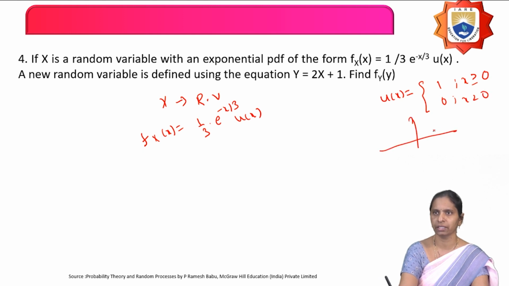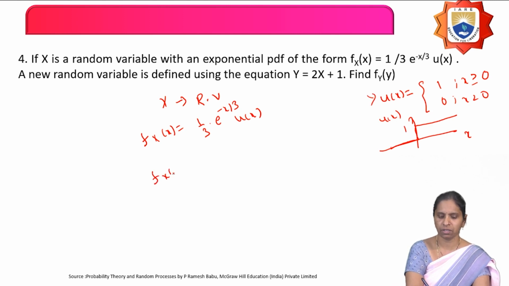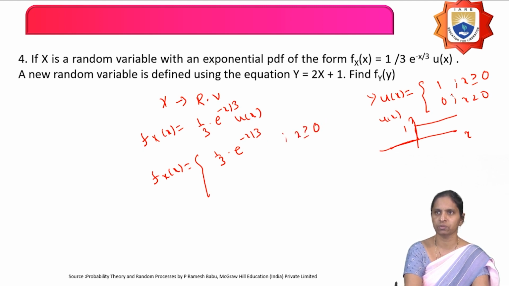If you plot here, you'll get it like this. This is x and this is u of x. When x is less than 0, it is 0. When x is equal to 0, it is 1. This is the definition of the unit step. Therefore, fX of x is 1 by 3 into e power minus x by 3 for x greater than or equal to 0, because 1 into something gives 1 by 3 into e power minus x by 3. When x is less than 0, it is 0, because 0 into something gives 0.